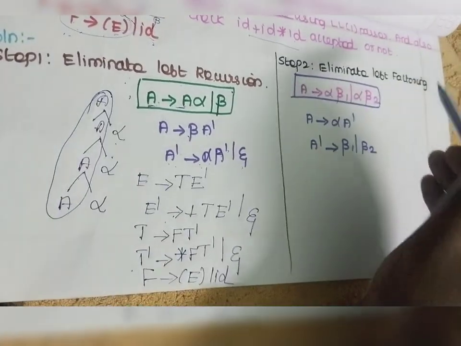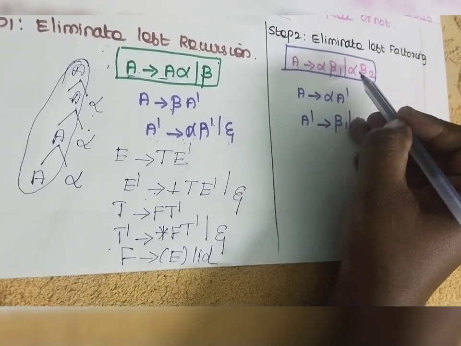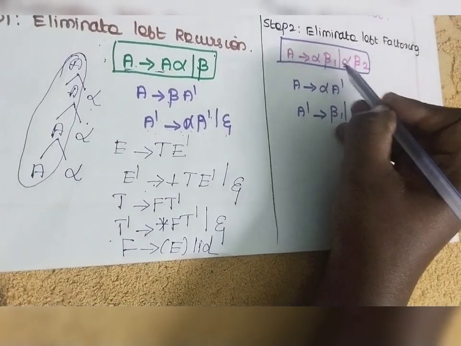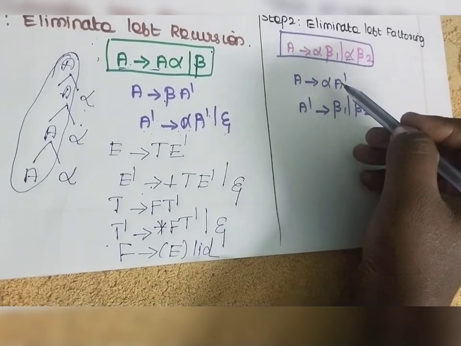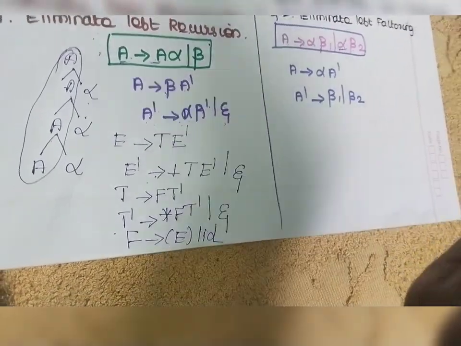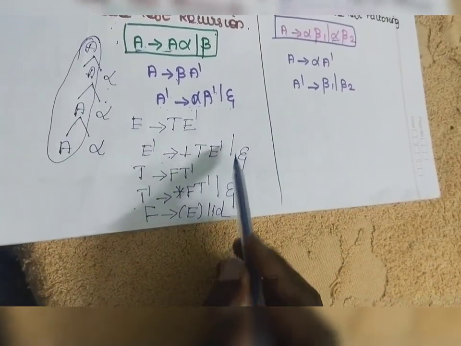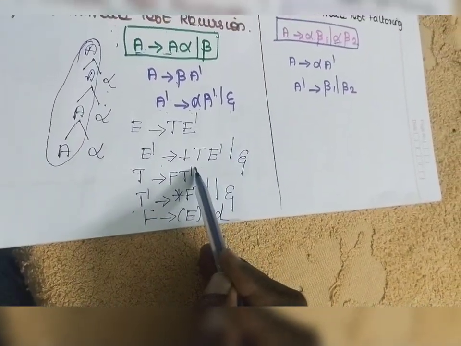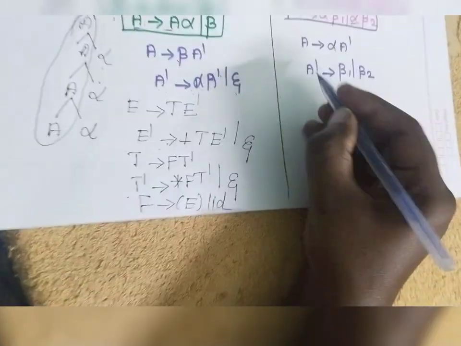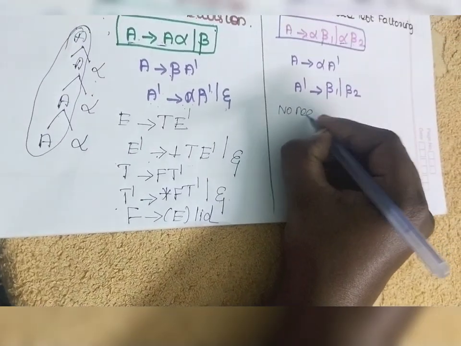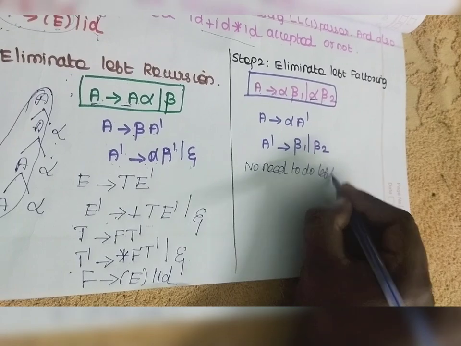Left factoring elimination means, in your production like A tends to alpha beta, if the split sides also start with the same symbol, then left factoring occurs. If it occurs, you have to eliminate it like this. After completing left recursion, you have to check whether it has left factoring or not. Here, if the slash side also has the same, left factoring will occur. Here there is no same, and here also no same. Then there is no need to do left factoring because there is no left factoring.